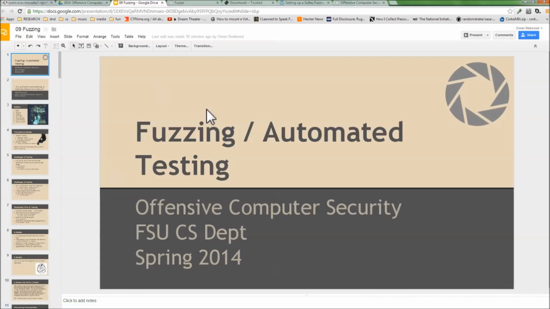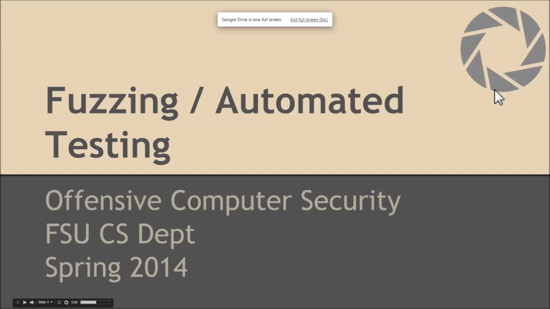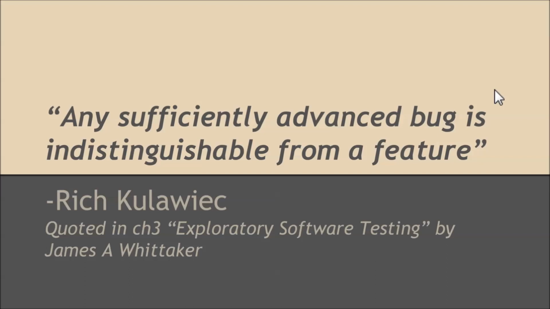Alright, let's begin. Today we're going to go over fuzzing and dynamic testing and many of the topics in this field. This is a good quote for this lecture: any sufficiently advanced bug is indistinguishable from a feature. And that's from James Whitaker's exploratory software testing book, which is pretty useful.